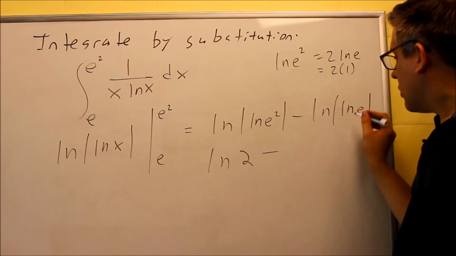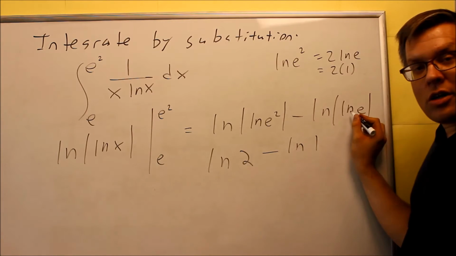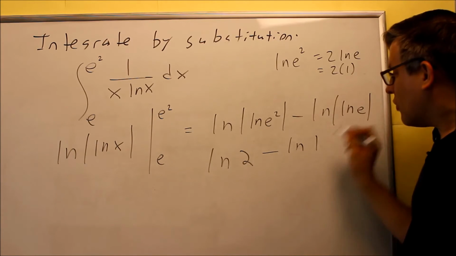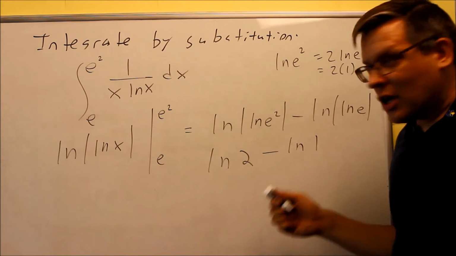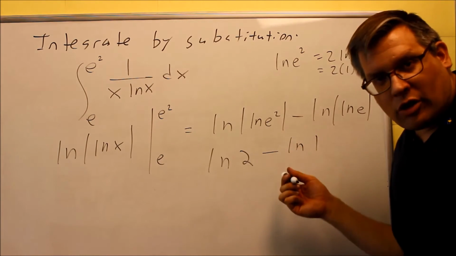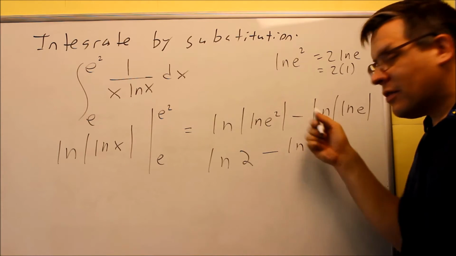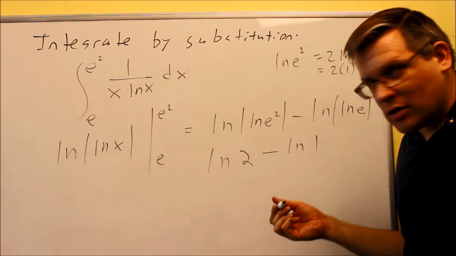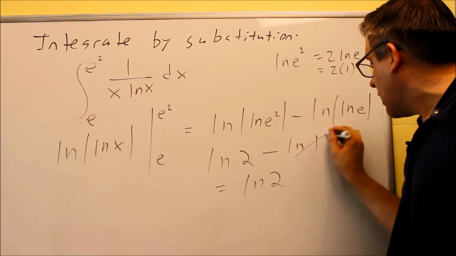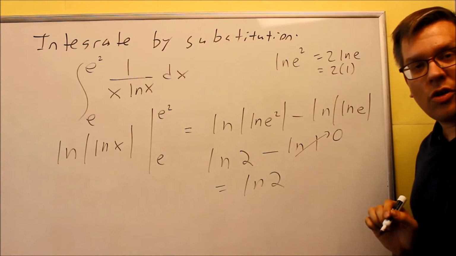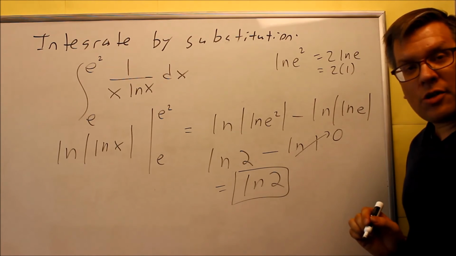Now for this one, I'm going to do a similar thing, except that this time I'm going to get a 1 inside here, because natural log of e is 1. Absolute value of that is also going to be 1. Now these are not like terms. I can't do ln 2 minus ln 1 equals ln 1. However, there is an identity I can use for this one. Natural log of 1 is 0. So this part is going to turn into a 0 there. Therefore, your final answer is just going to be natural log of 2.